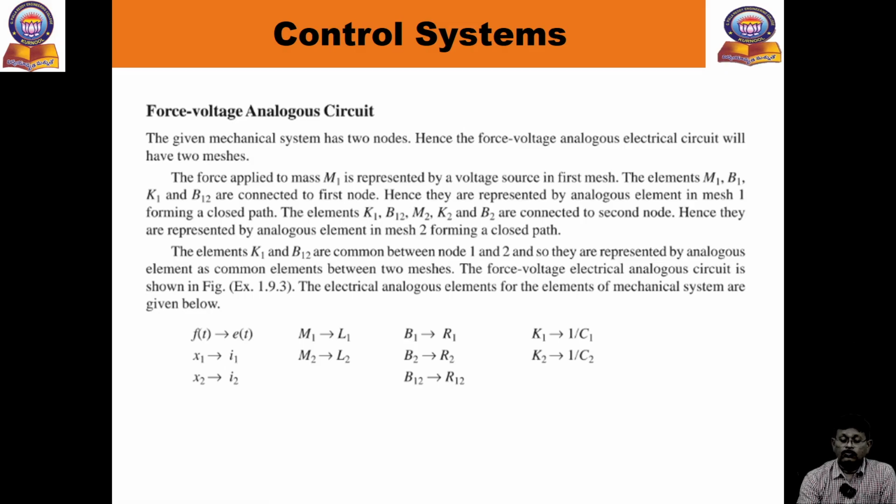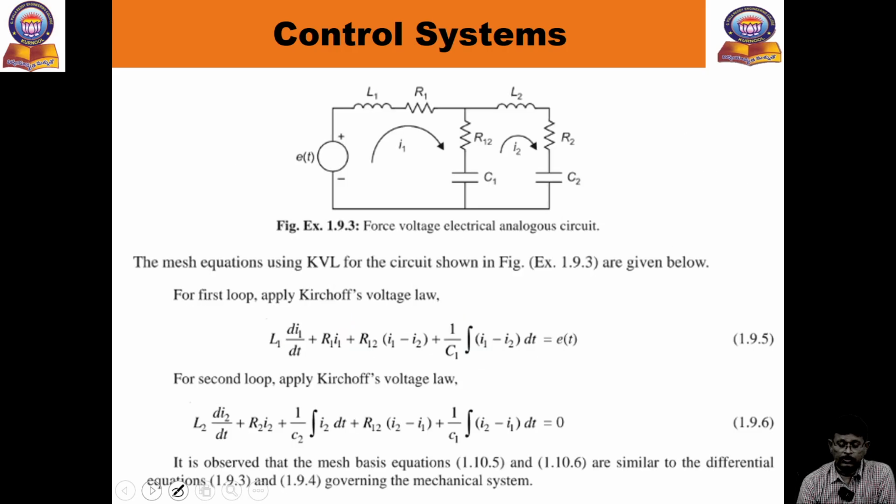Now apply the force voltage analogy to draw the circuit. In the force voltage analogy, force equals the excitation EMF, M1 equals L1, B1 equals R1. You have already seen this in the table. The spring constant K1 equals 1 by C1, X1 equals I1, M2 equals L2, B2 equals R2, K2 equals 1 by C2, B12 equals R12, X2 equals I2. Now replacing the equations.